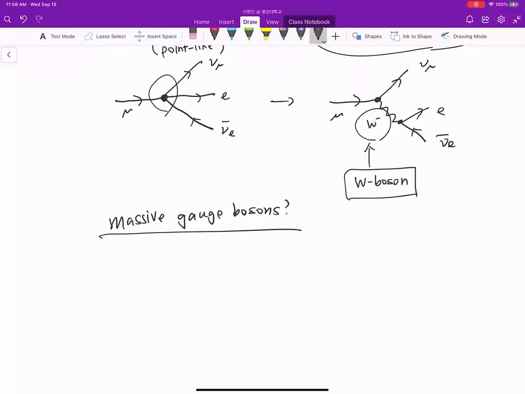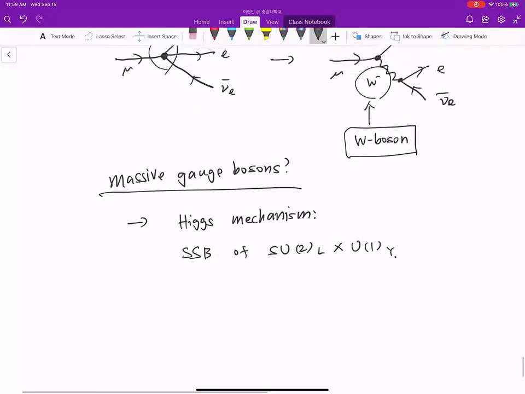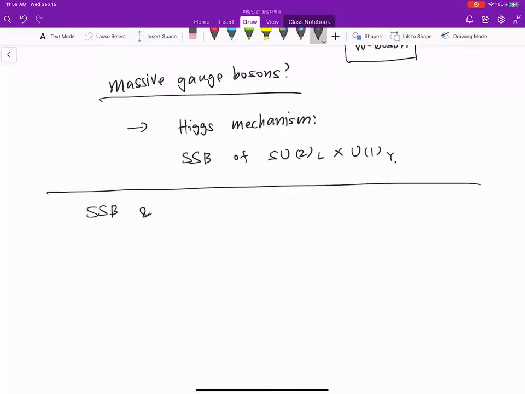Initially, gauge bosons are massless, and how to make gauge bosons massive? In the standard model, this is the Higgs mechanism: spontaneous symmetry breaking of SU(2) cross U(1) hypercharge. There are many issues actually when you introduce massive gauge bosons without spontaneous symmetry breaking, like unitarity violation, etc. But I'm not going to discuss that. For the rest of the 30 minutes or so, let me discuss spontaneous symmetry breaking and the Higgs mechanism.